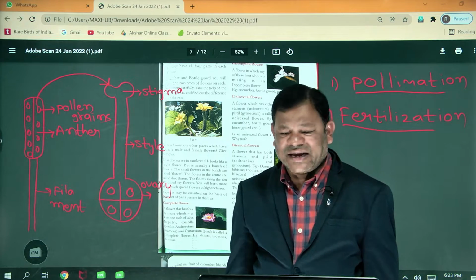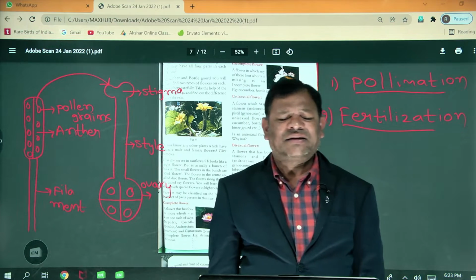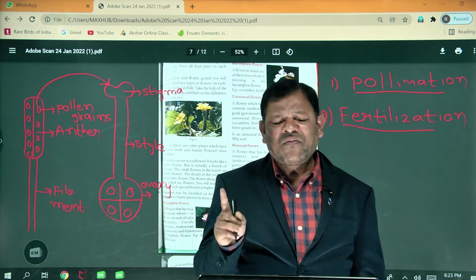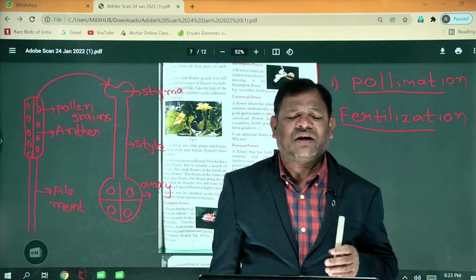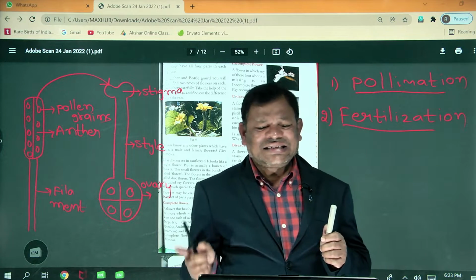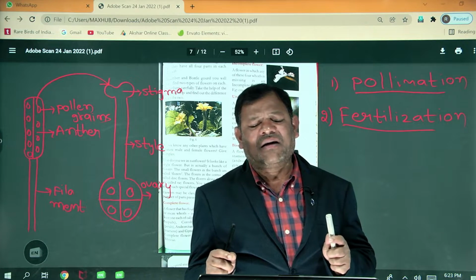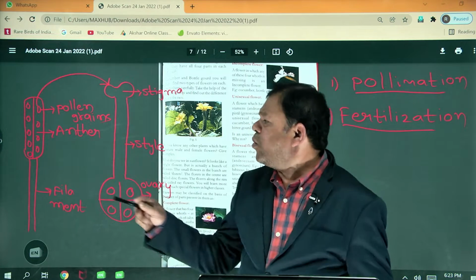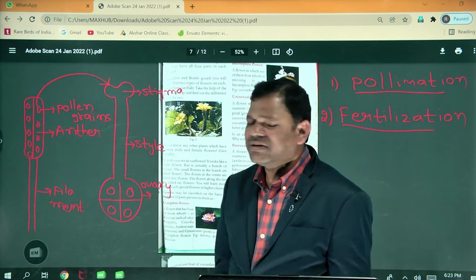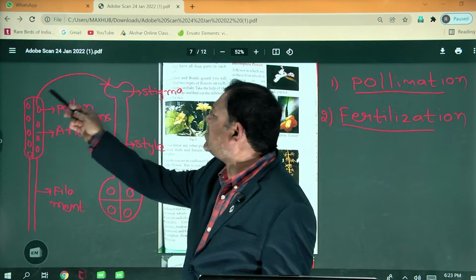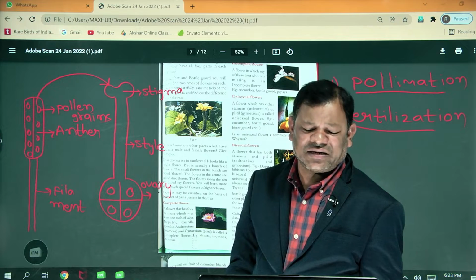Self-pollination. The second thing, cross-pollination: in some unisexual plants, only one sex is present. Pollen grains reach from the anther to the stigma of another flower. Such type of pollination is called cross-pollination. Pollen grains reaching from the anther to the stigma of the same plant is called self-pollination. Pollen grains reaching from the anther to the stigma of another flower is called cross-pollination.